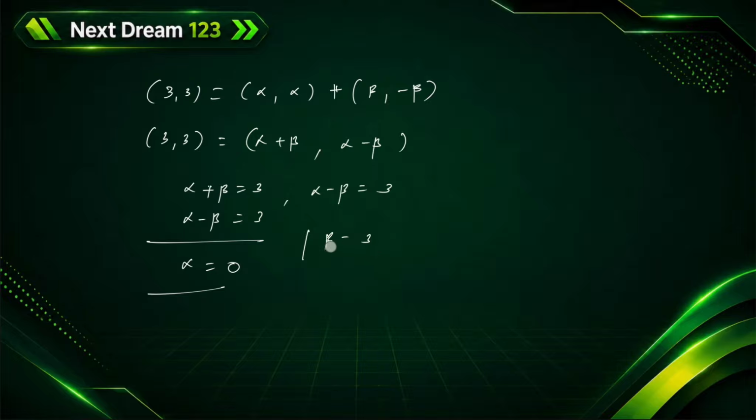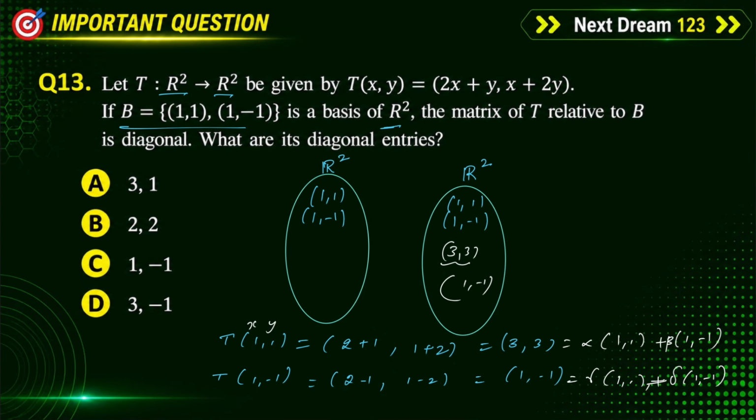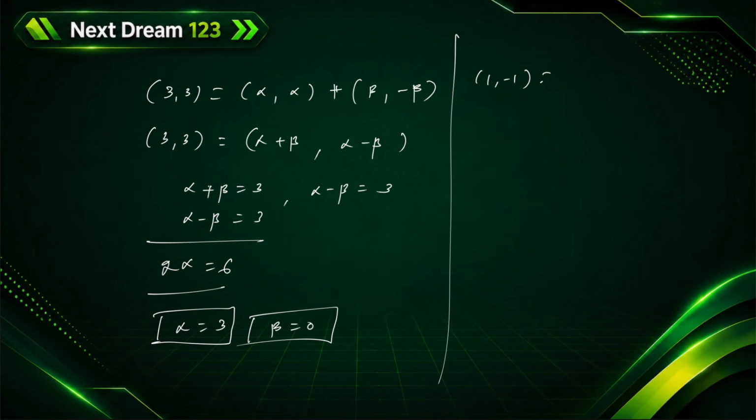Wait, I made a mistake here. Alpha plus alpha is 2 alpha, 3 plus 3 is 6. Alpha we get 3, not 0, sorry. When alpha is equal to 3, beta we get 0. Similarly, we get (1, -1) equal to gamma plus delta, gamma minus delta.